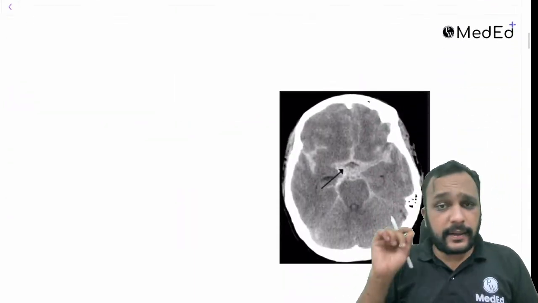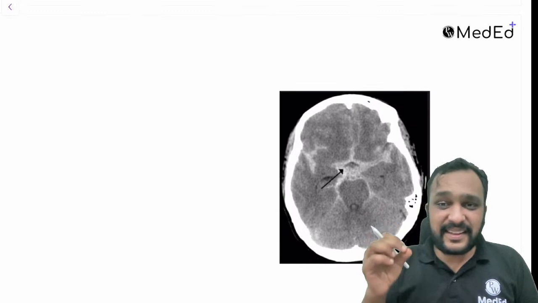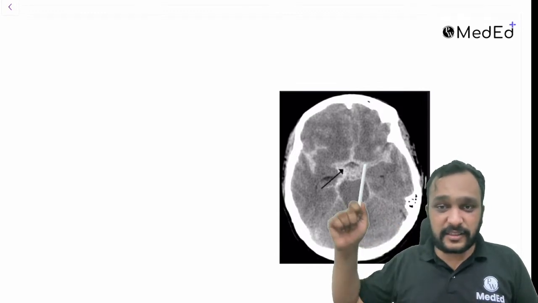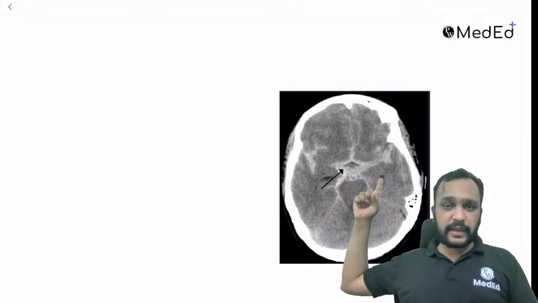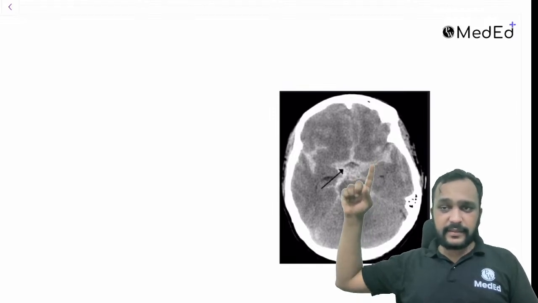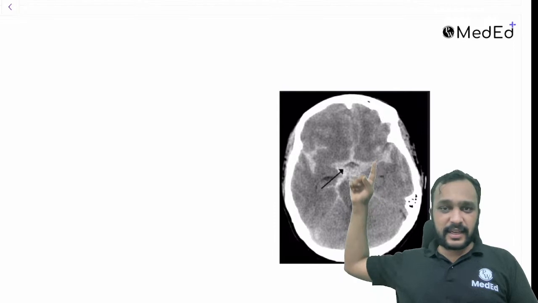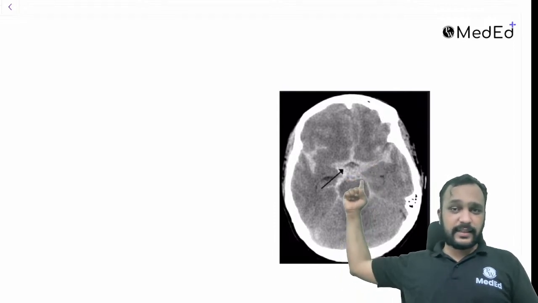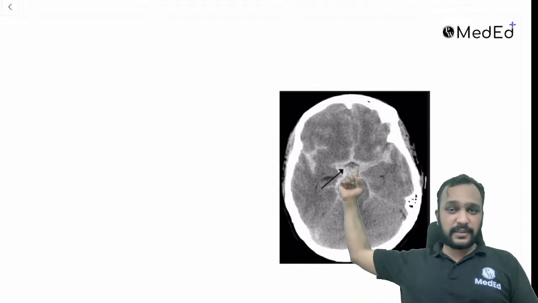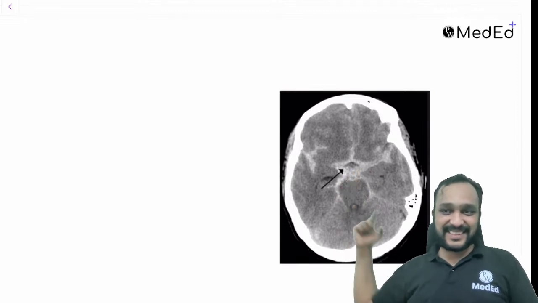Now another important CT image is when there are hyperdensities along the sulcal spaces. So guys, this is the pons, and you can see that there is hyperdensity around the pons. There is hyperdensity in the interpeduncular cistern. You can see there is hyperdensity.